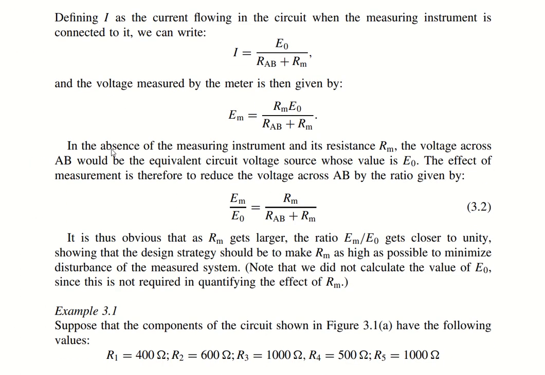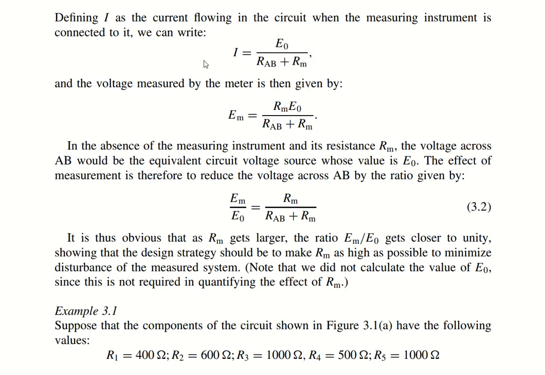Now defining I as the current flowing through the circuit when the measuring instrument is connected to it, the value would be E0 in the numerator and RAB plus RM in the denominator. And the voltage which is measured by the meter would be RM times E0 divided by RAB plus RM, right? So what did we do? We simply took V equal to IR because RM is the resistance and this is the value of I, as you can see here.